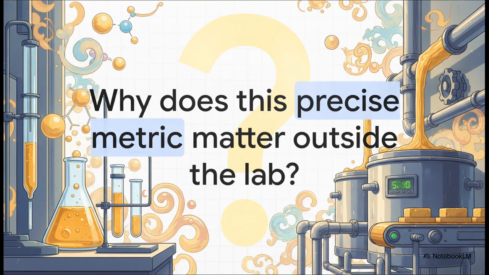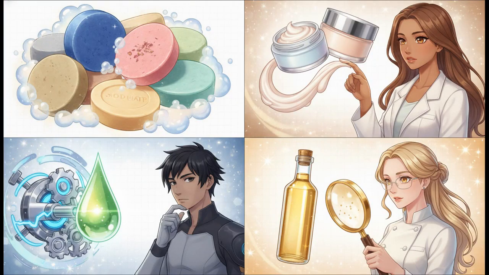So, we've mastered the bench chemistry, but let's shift our focus to the factory floor. Why does this highly precise molecular metric actually matter outside the laboratory? What is the massive economic impact of this one specific chemical analysis? Believe it or not, the saponification value literally dictates entire global industries. In soap manufacturing, knowing the exact SV is what prevents your soap from turning into a greasy mess, or worse, being heavily caustic and burning the skin.